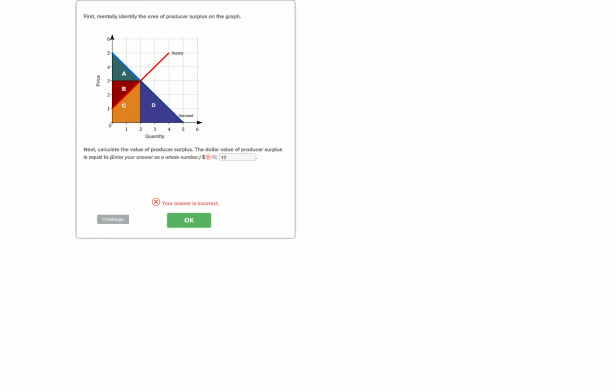Now remember, producer surplus is always below the price line and then above the supply curve. Okay, so supply curve is the line over here. Price line is at the intersection between supply and demand. So only area B is our producer surplus. To find an area for that, I'm going to use the formula for triangle, right? So we're going to use your vertical difference. So from 3 to 1, right?